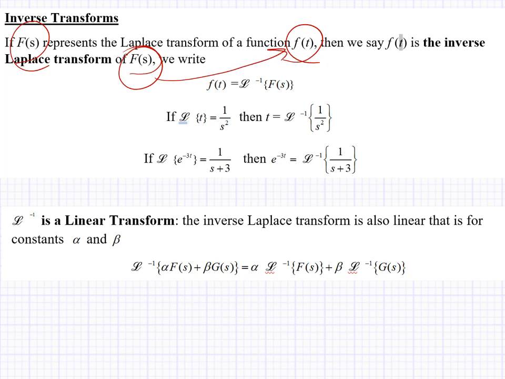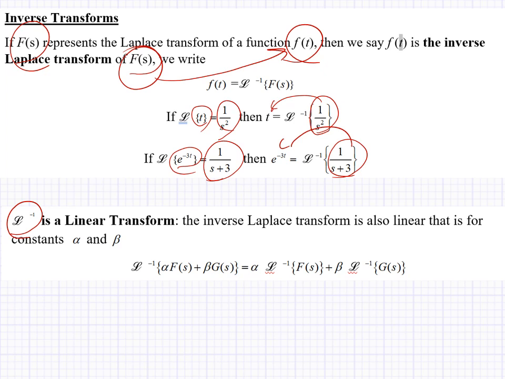So, if we know that the Laplace transform of t is 1 over s squared, then the inverse Laplace transform of 1 over s squared gets me back to t. Also, the Laplace transform of e to the negative 3t is 1 over s plus 3. So the inverse Laplace transform of 1 over s plus 3 gets me back to e to the negative 3t. So this is the notation for the inverse Laplace transform, using this inverse notation that you've seen all throughout your math careers. So now we have to look at what properties that has.